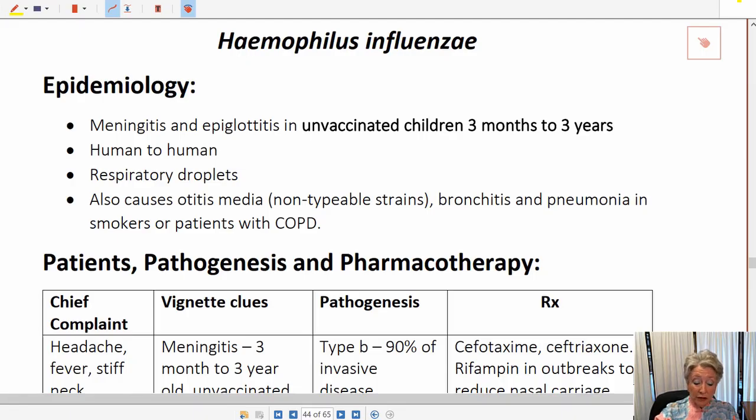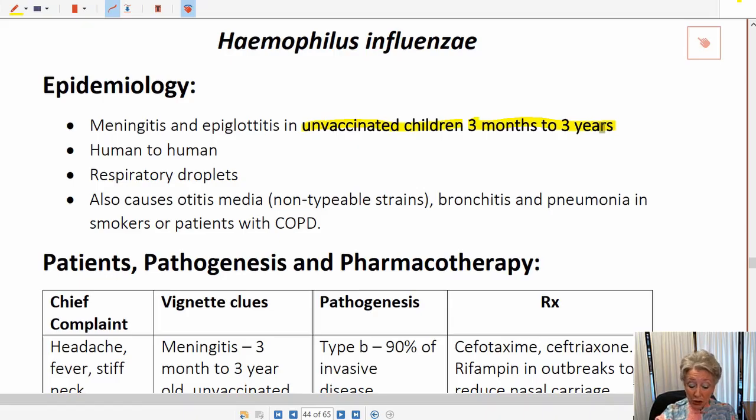Haemophilus is certainly a different story. Haemophilus remains a heavy subject of questioning because it's one of those cases where we can truly congratulate ourselves about the rather clever design of the vaccine that was introduced in the early 1990s. So this is an agent of meningitis and epiglottitis, but at the current time it would be only unvaccinated children, 3 months to 3 years of age.